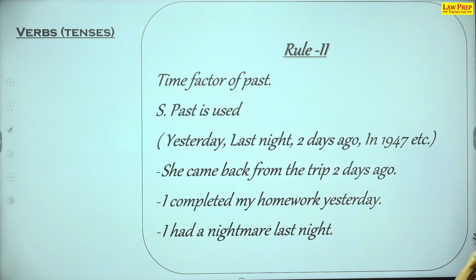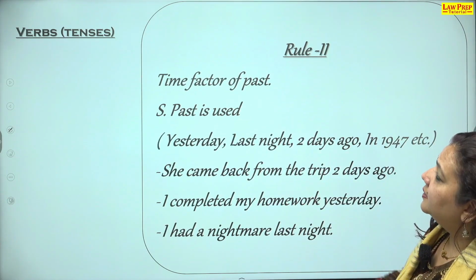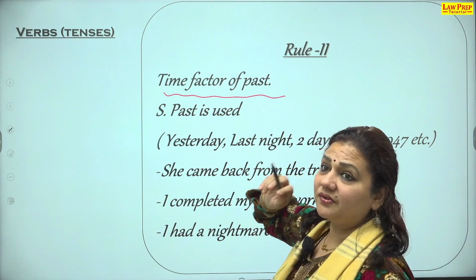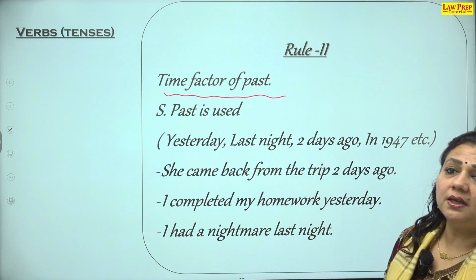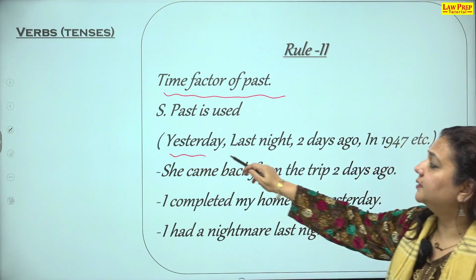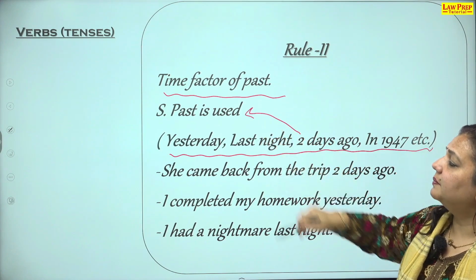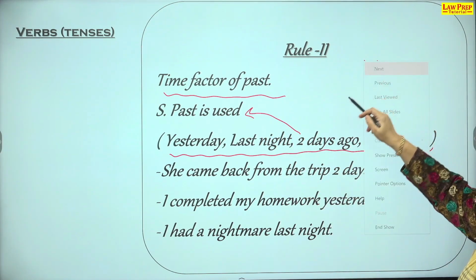Moving on to the second rule, rule 2, that is time factor of the past. अगर past tense का कोई भी word दिया हो, please note, even today past tense में आता है, क्योंकि वो चीज़ सुबह हुई थी, morning में हुई थी, तो वो अभी टाइम नहीं है. Yesterday, last night, 2 days ago, 1947, ये क्या है? टाइम फैक्टर. और इनके साथ कौन सा टेंस यूज़ होता है? सिंपल पास्ट टेंस.